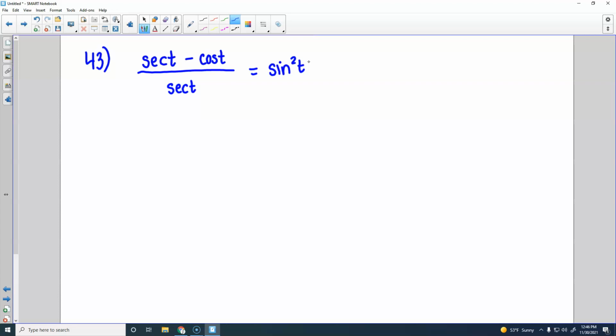Okay, what do you guys think? I would do the left side. What can we do on that left side? Change the secants, because in general, secants and tangents and cosecants are going to give us trouble. So we'll have 1 over cosine t minus cosine t over 1 over cosine t.